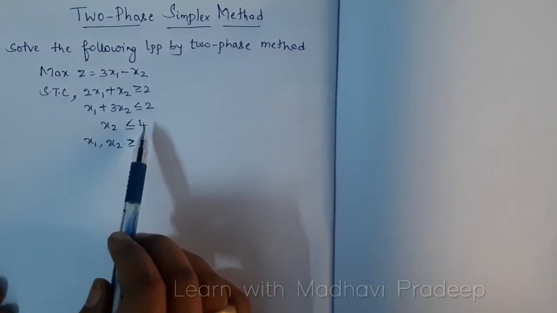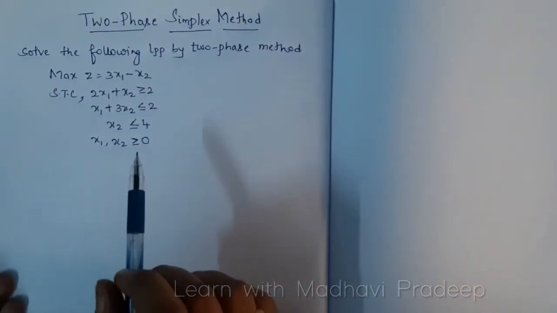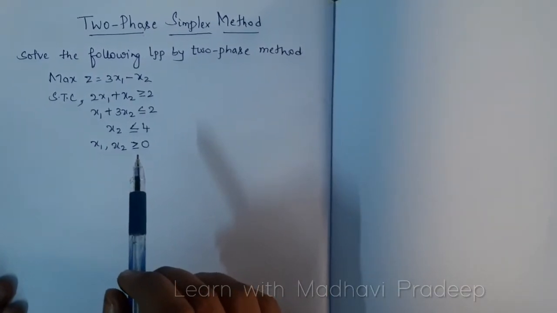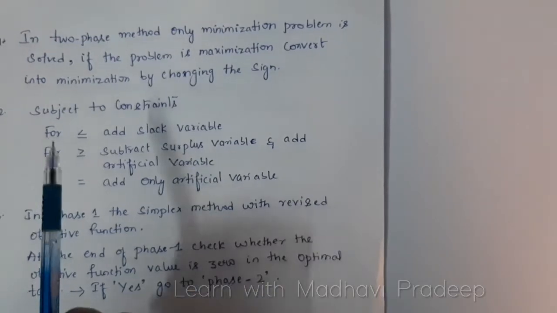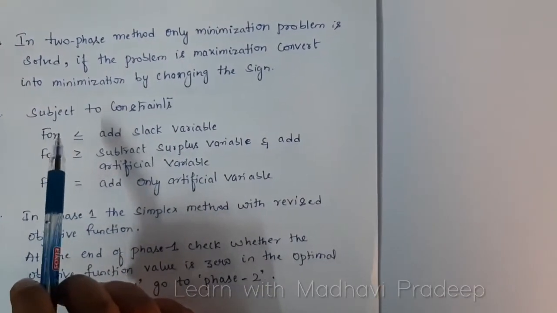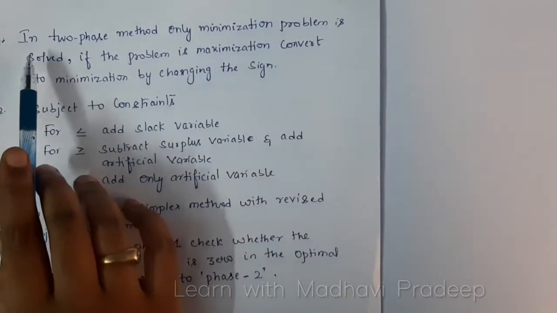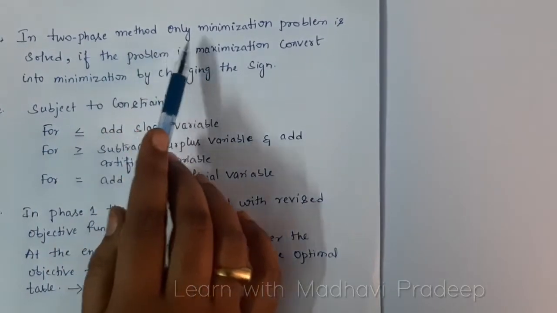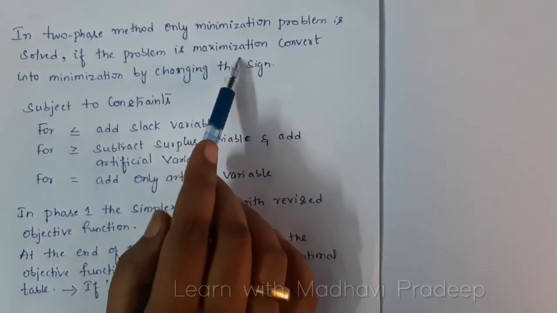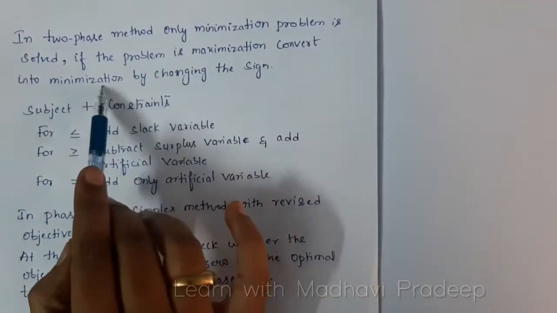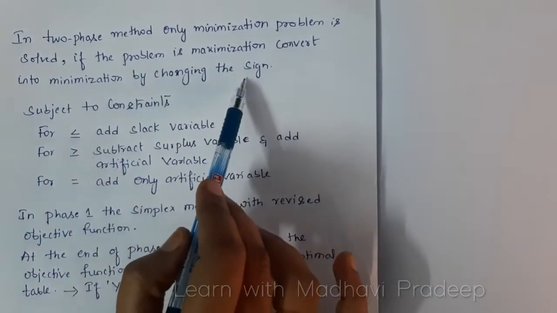Before solving this problem, let's see the general criteria for solving the two-phase method. Step 1 is, in the two-phase method, only a minimization problem is solved. If the problem is maximization, convert it into minimization by changing the sign.